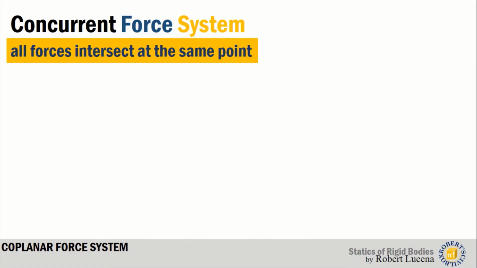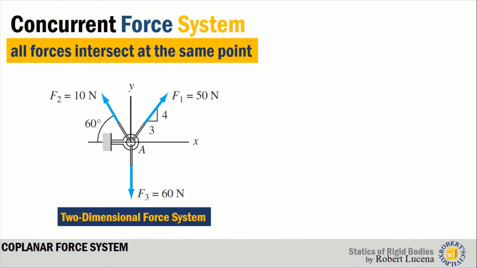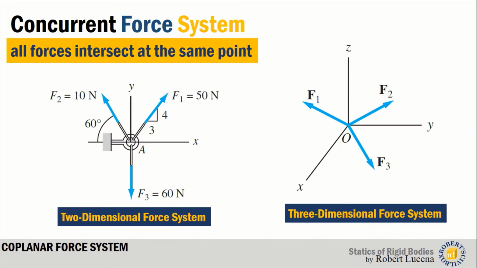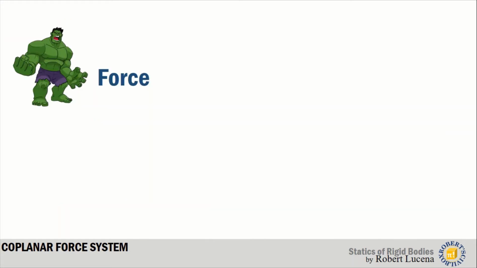So first, we will discuss the concurrent force system, in which all forces intersect at the same point or all forces originate at a common point. Here's an example of a two-dimensional force system that is concurrent. We have three forces in a two-dimensional plane. They are all concurrent. And for a three-dimensional force system, we also have three forces that have a common point O. So that is the concurrent force system, meaning they originate at a single point or they intersect at a common point.